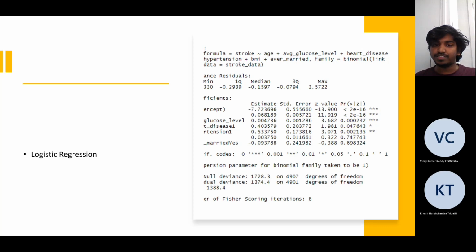In this model, we have used average age, average glucose level, heart disease, hypertension, BMI, and ever married as independent variables to predict the value of the target, which is stroke. As we can see, the model identifies that BMI and ever married are less significant in finding the target value stroke. Next slide.